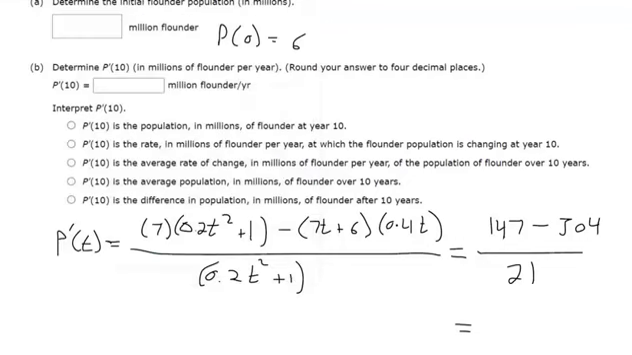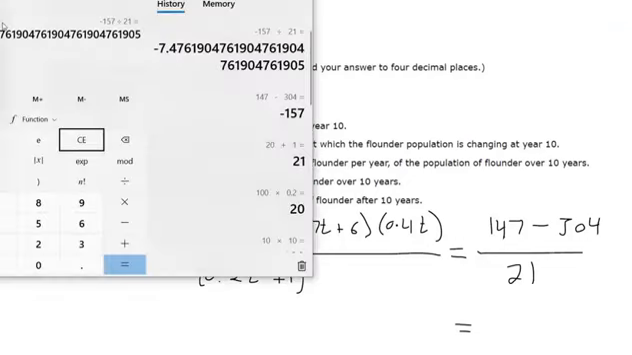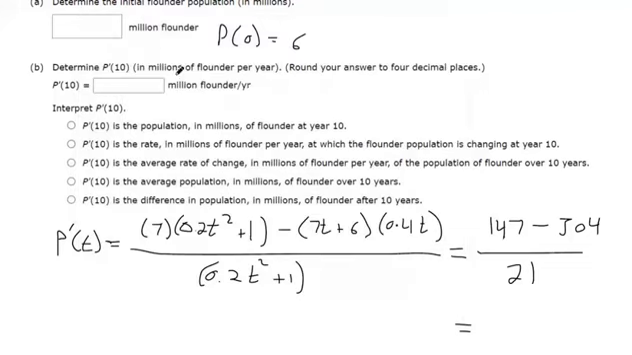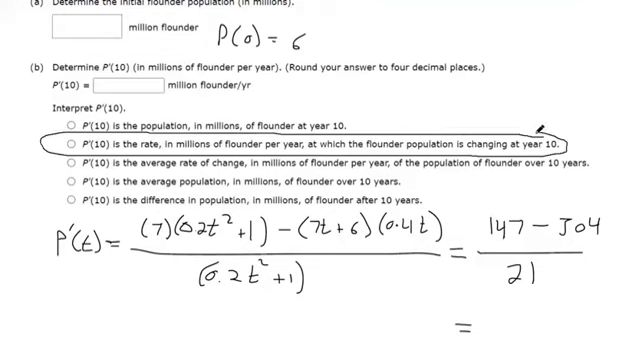I don't know if they want it. What do they want? 4 decimal places. It looks like it's negative 7.4762. So it's decreasing 7.4762 million per year by the time we get to the 10th year. Because remember, the derivative tells you how fast the population is changing. So the rate in millions of flounders per year at which the flounder population is changing at year 10. That looks like the right answer.